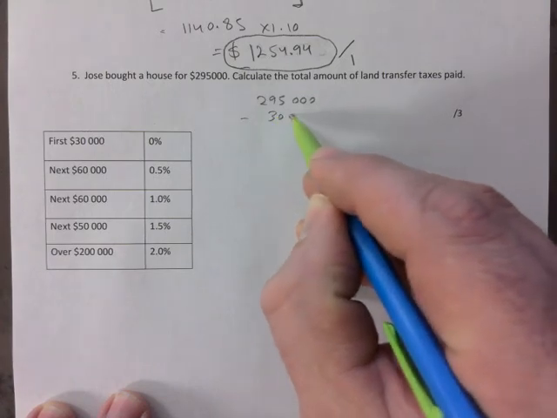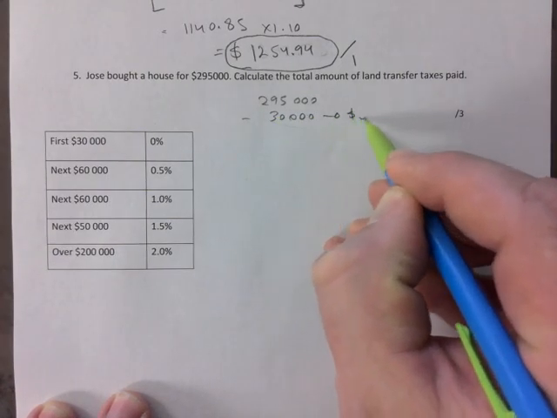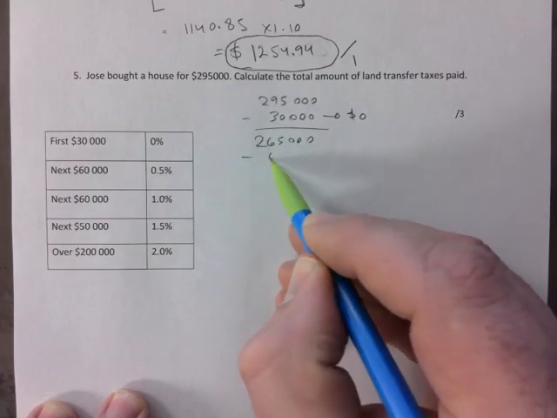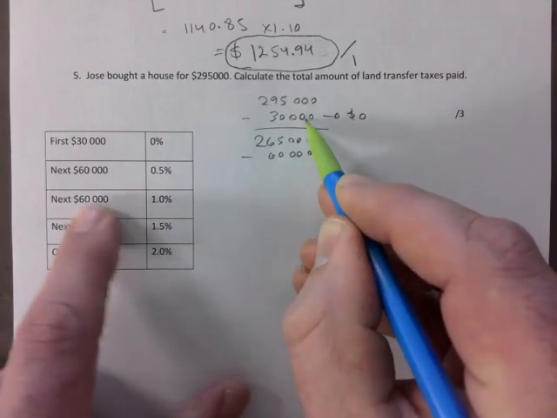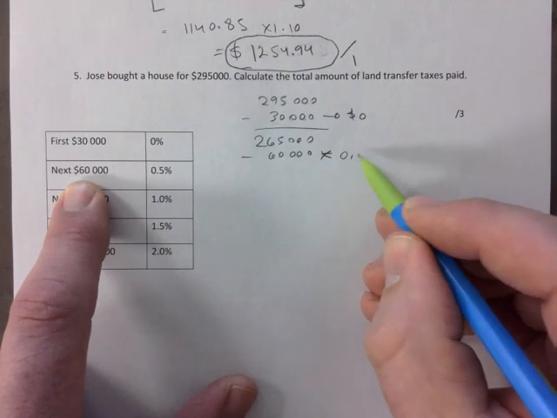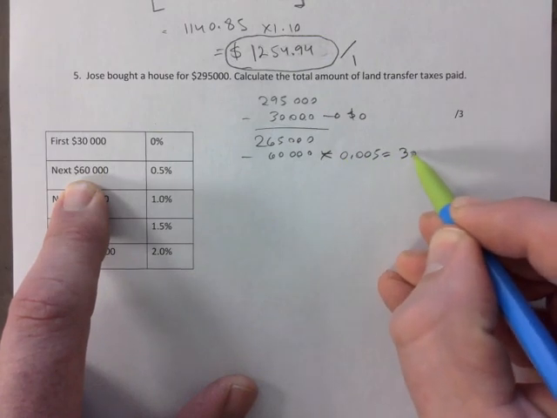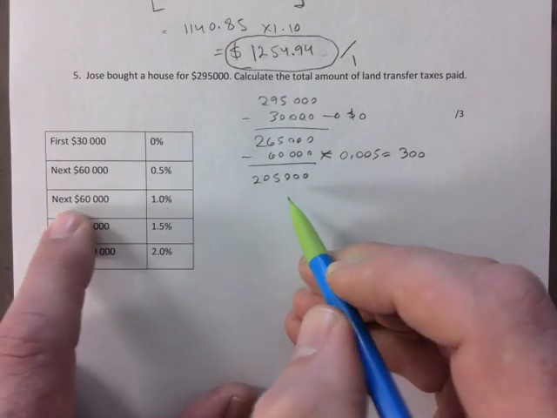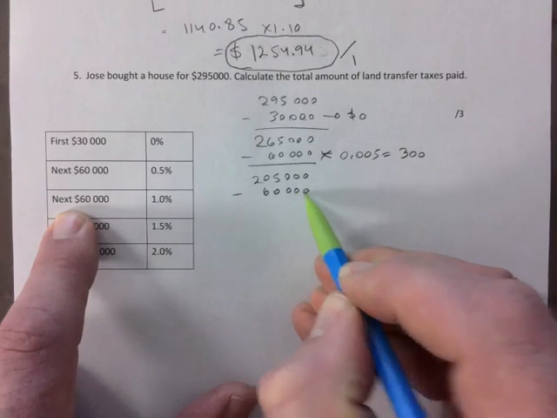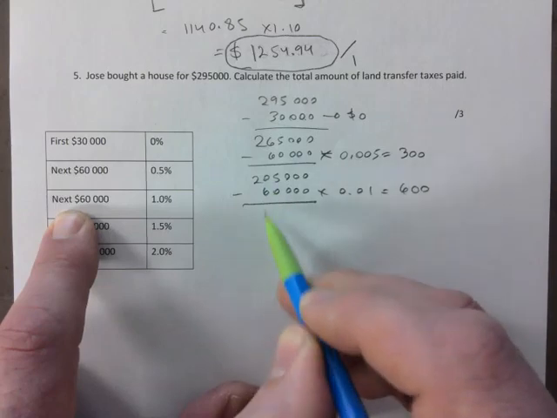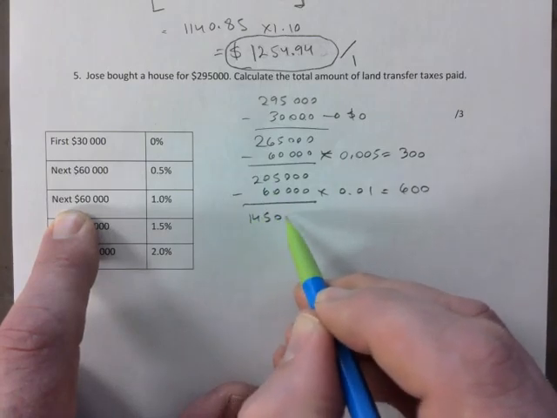So I'm going to do this, and I know you're going to watch me and be like, I got this already, right? Just make sure I don't make a mistake. That's all I'm going to ask you. So we take away the 30, the next is 60. You multiply that by 0.5%, that's $300. Then it's 205. I take away the next 60,000. That gets taxed 1%, that's 600. And then you're left with 145.